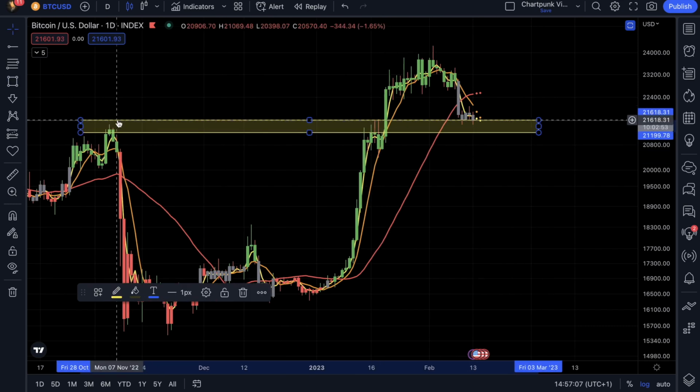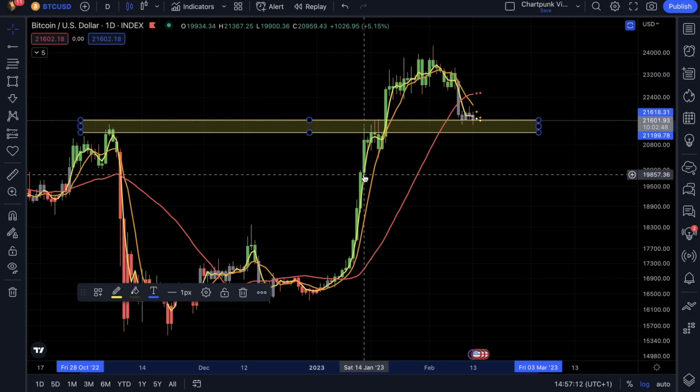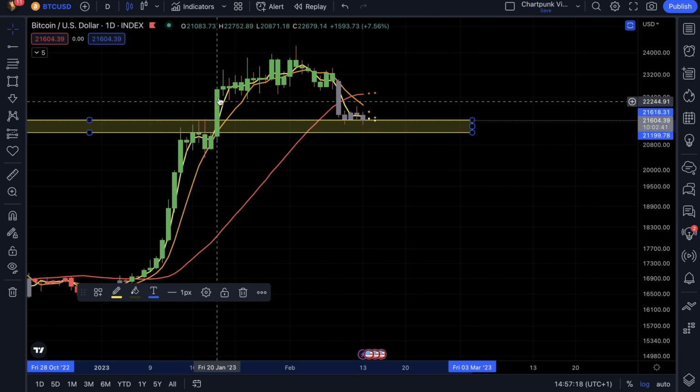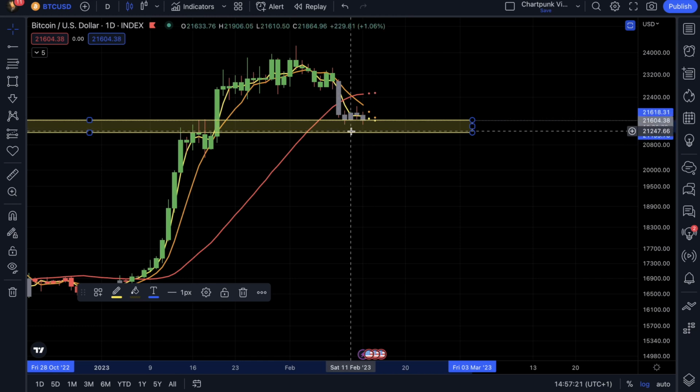As we see here, it was a clear supply zone. Here it was also a supply zone. We see the VIX here. The price has bounced from this zone for days in the middle of January. Then we had the breakthrough. Now we are using this zone as support.